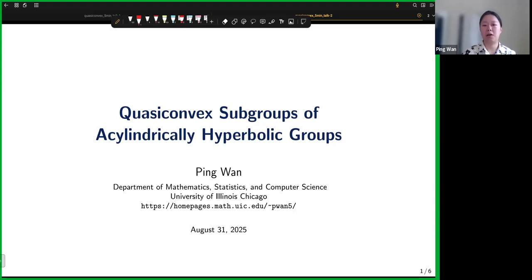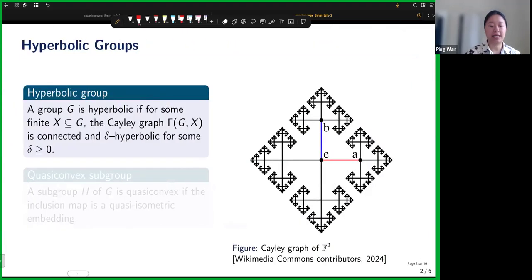I'm from University of Illinois, Chicago, and I'm going to talk about quasiconvex subgroups of acylindrically hyperbolic groups in this talk. So let's start with hyperbolic groups. We say a group G is hyperbolic if for some finite subset X of G, the Cayley graph of G with respect to X is connected and delta hyperbolic for some delta.